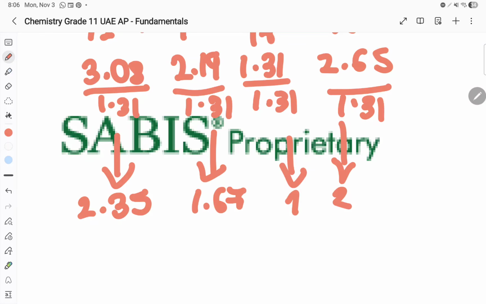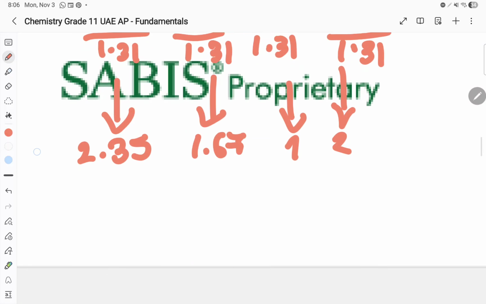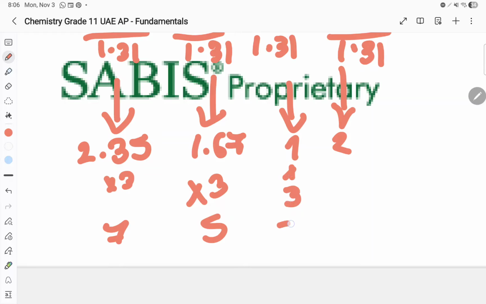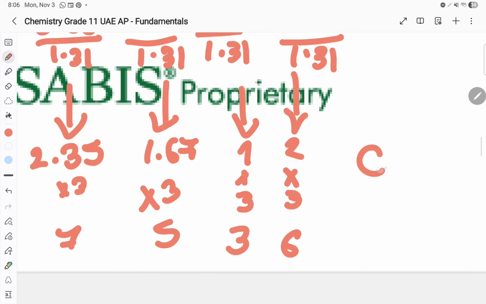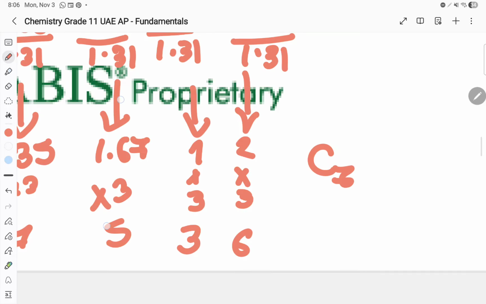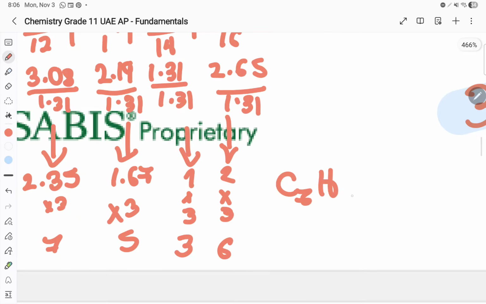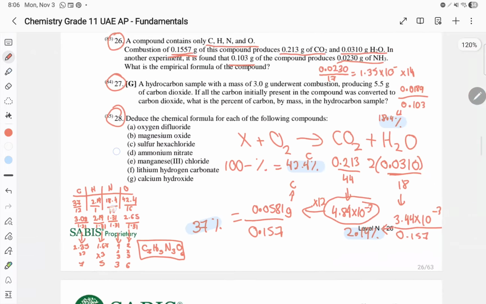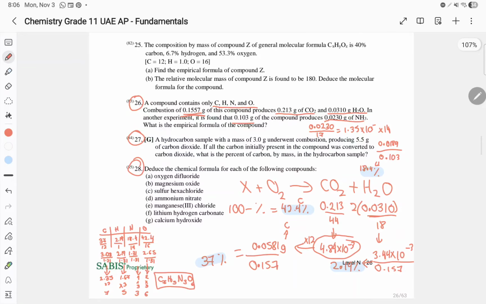In this case, I tried them: you multiplied by 3, and all 3 of them give you a whole number. So 7 times 3, 5 times 3, 3 times 3, and 2 times 3 is 6. So now you have C7H5N3O6. And that's your answer. Like I said, not that confusing, just very long.